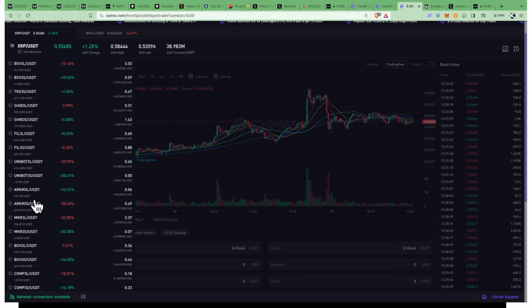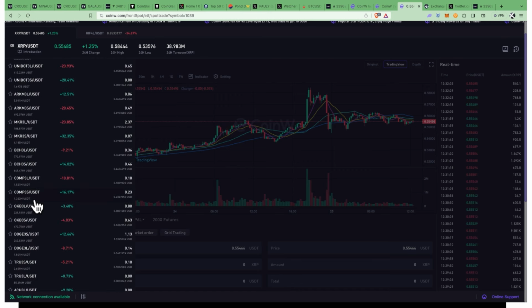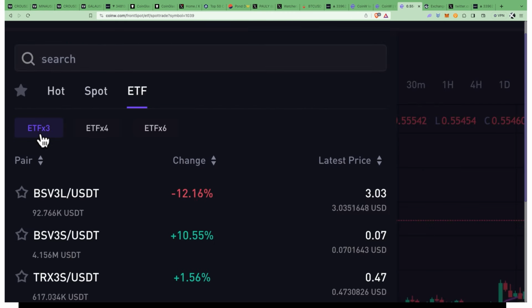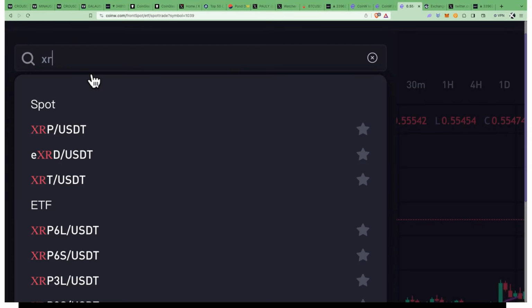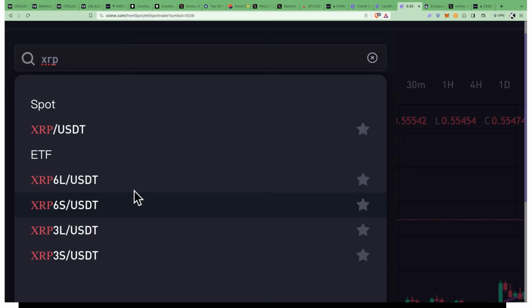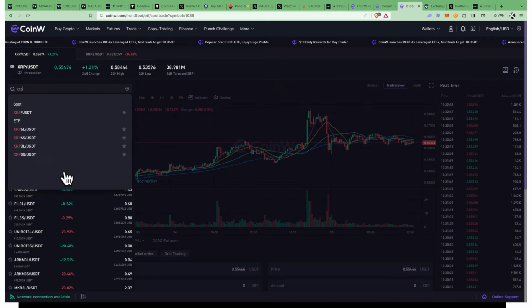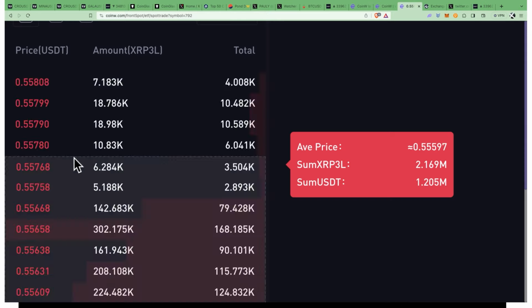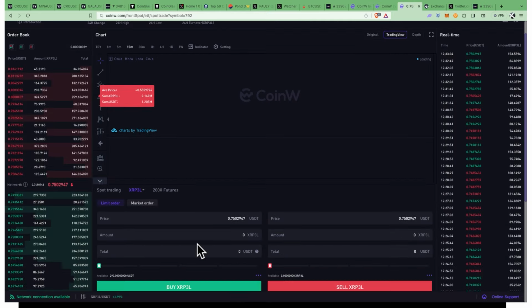So there's TRX, Filecoin, OKB. I want to find XRP. And there are different ones also, by the way. There are some that have 3x, some have 4x, some have 6x. So I want XRP, but I want to keep it safe and easy. I want to go XRP long 3x. So this is the ETF, XRP 3x long USDT trade. I'll highlight it as my favorite, and then I'll go in there and I will buy this asset.